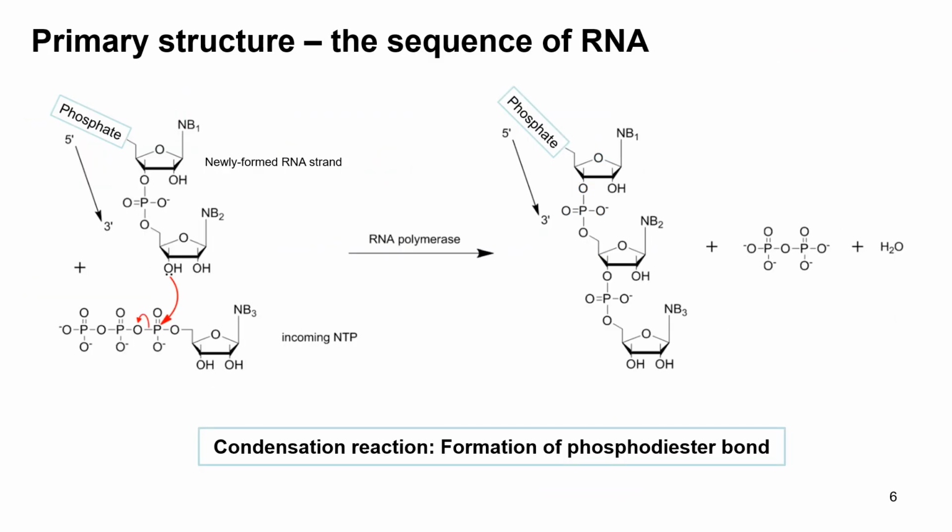With that, let's move into the first level of structural organization, the primary structure, which refers to the sequence of RNA bases on a strand of RNA. An RNA strand is formed by the sequential addition of ribonucleotides through a condensation reaction, where this is the 5' to 3' direction, and you have the 3' OH group attacking the phosphate group of the incoming nucleotide to form a phosphodiester bond.